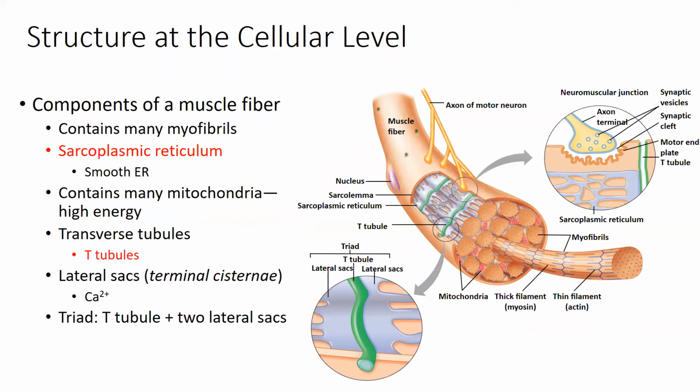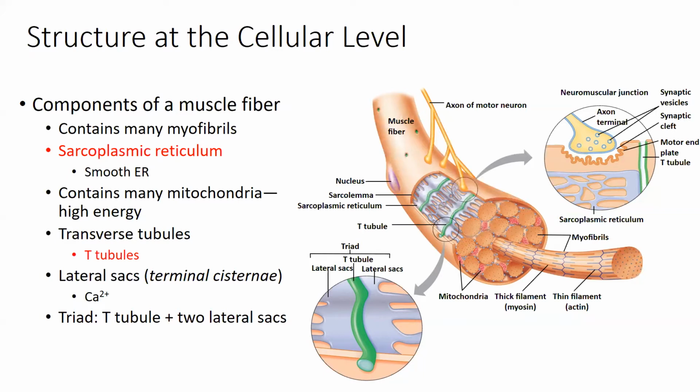Now, a muscle cell contains myofibrils, and myofibrils are really the important part of the muscle fiber. This contains the contractile mechanism that allows this muscle to shorten. We can look at that in much more detail. It also contains the sarcoplasmic reticulum. The sarcoplasmic reticulum is synonymous with the endoplasmic reticulum of a traditional cell.